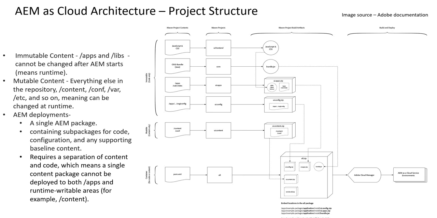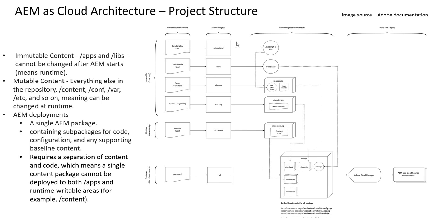Mutable content is content we can still change at runtime. So for example, /content is where I am putting my HTML files, right? So I can still go to /content and change it, at least for lower environments, and it will be accepted. Okay, in AEM deployments, and this is a main point, there will be a single package which will be deployed, and this single package will contain sub packages.